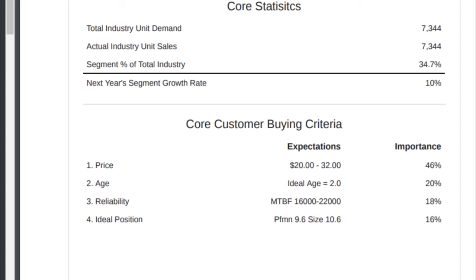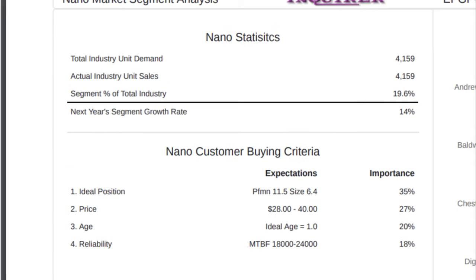Now let's go to nano market segment. And in nano market segment, ideal position comes first. Be aggressive in revising your product. Maybe you can increase the performance by one, reduce the size by one. For the second thing, price is the second most important. Customers are expecting a price of between $28 and $40 per unit.